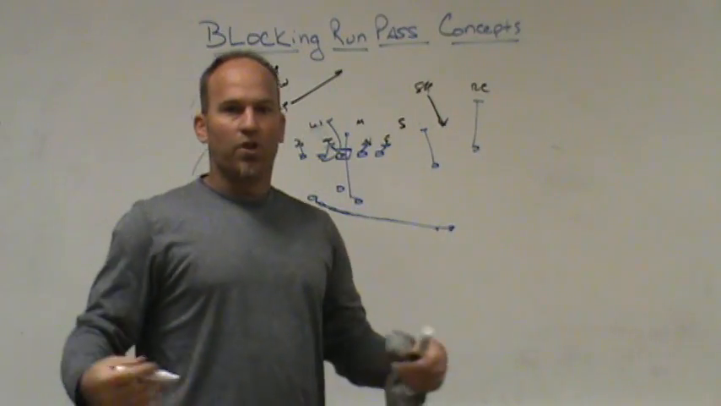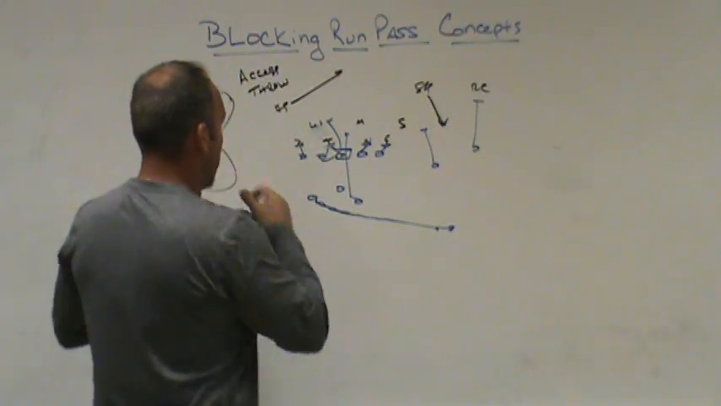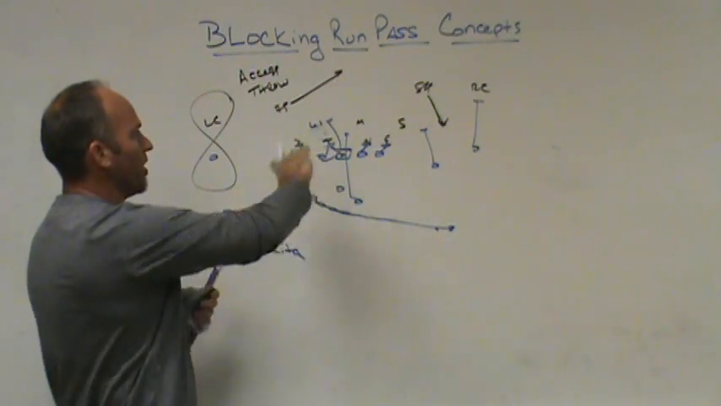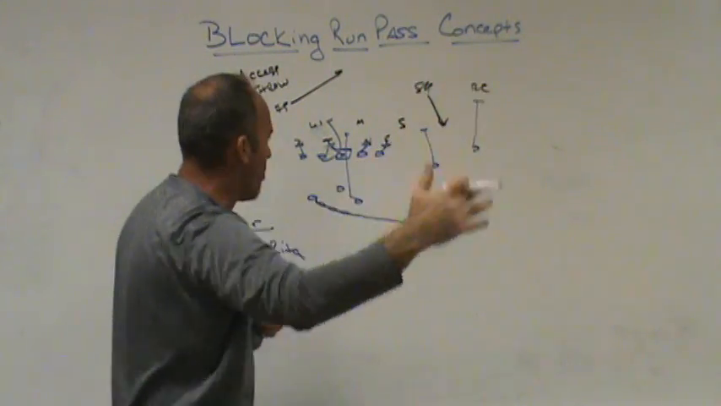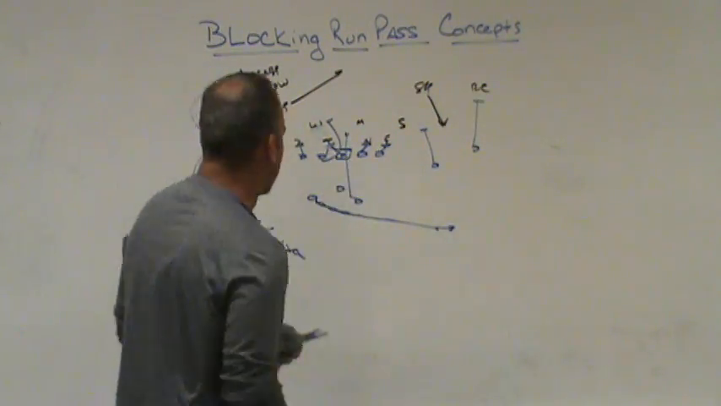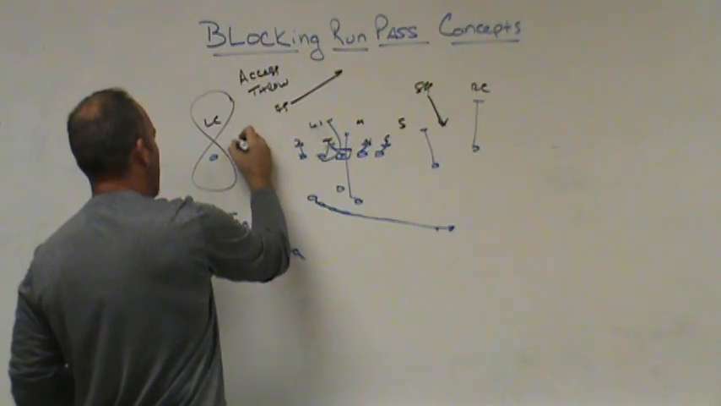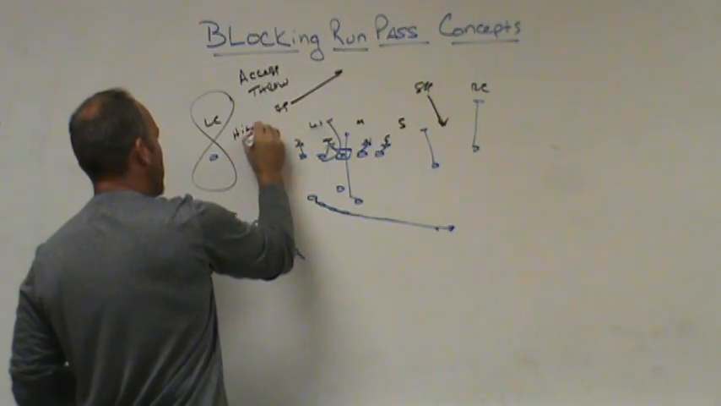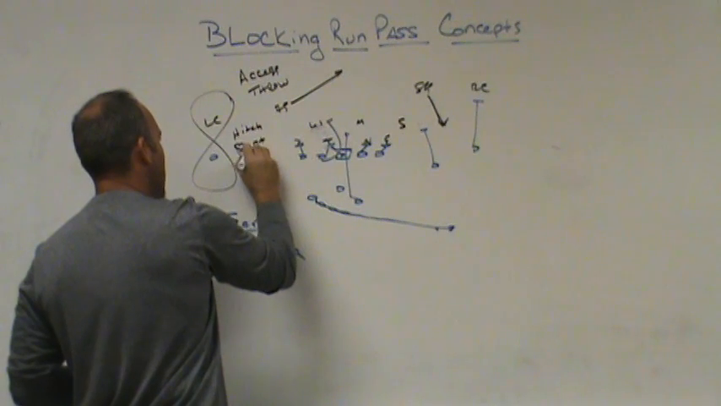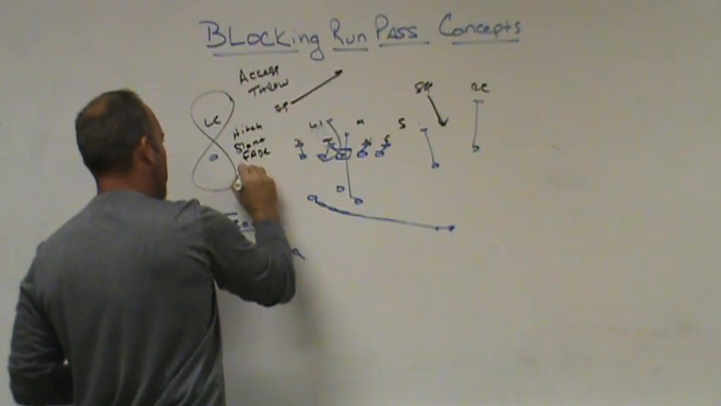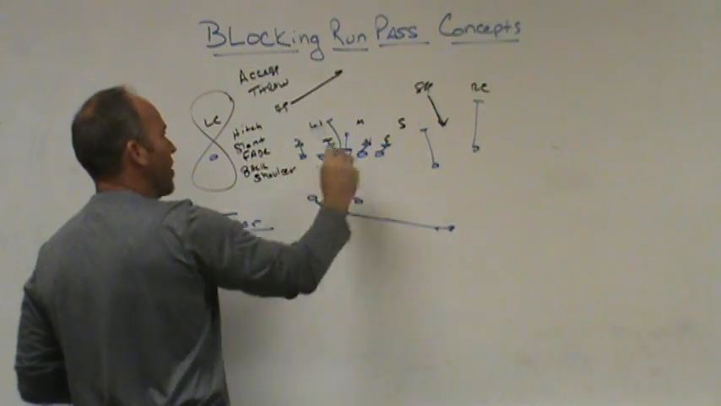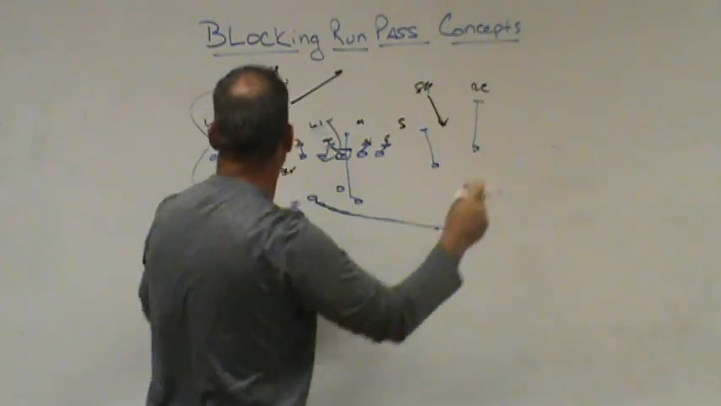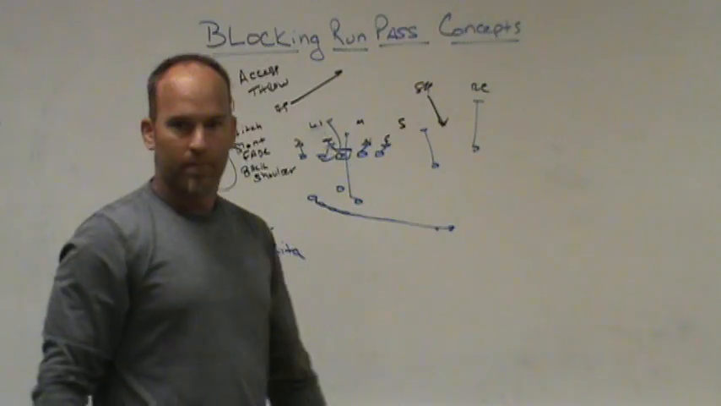So now we've got every scenario covered for what they do. If they don't move, we throw the bubble. If they move and they widen, we run the zone. If they rotate secondary, we go access throw back here. This can be hitch, slant, fade, back shoulder, whatever you want it to be on the backside. But what you know is because of the secondary rotation, you got one-on-one to the backside.